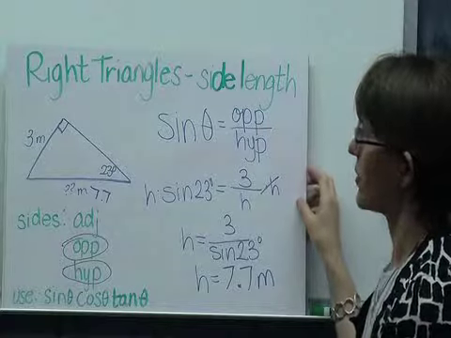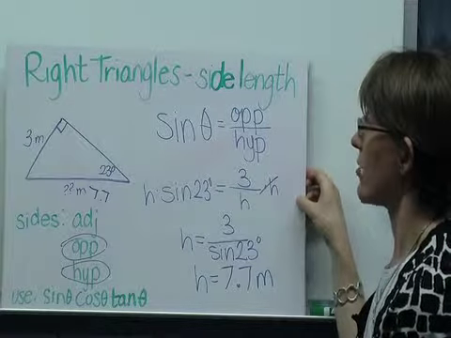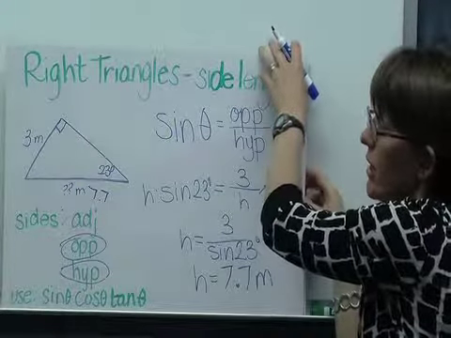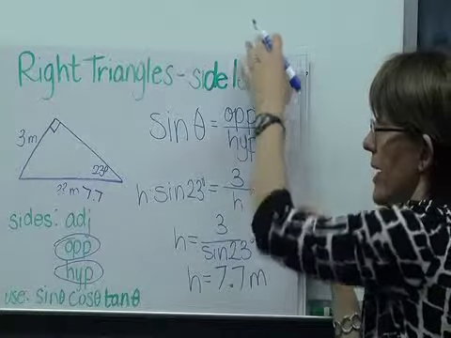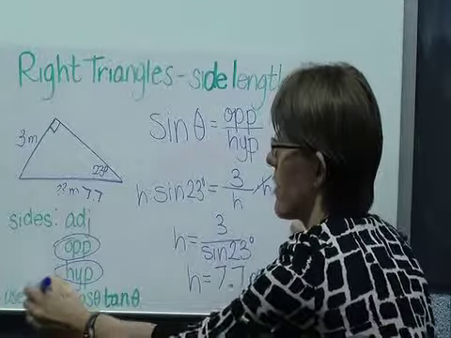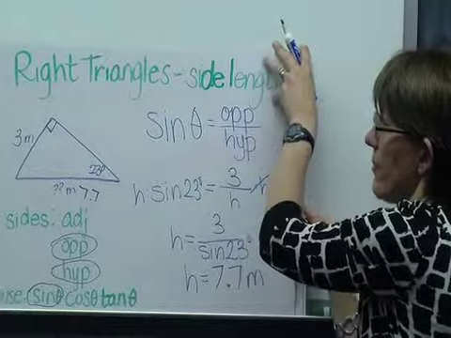I know that 3 meters is the shortest side. It's across from the smallest angle. 7.7 had better be pretty big. And the function that I used to solve that was sine of theta.